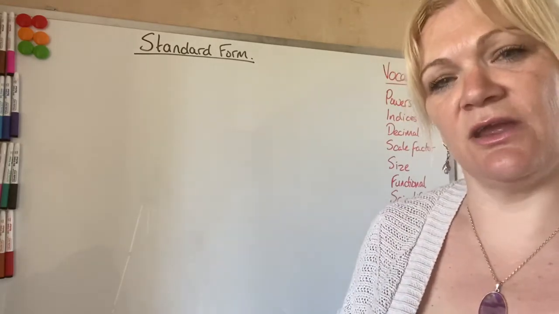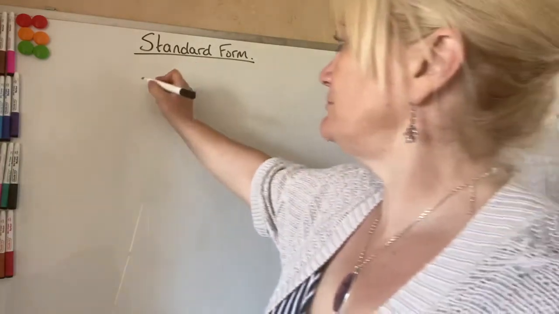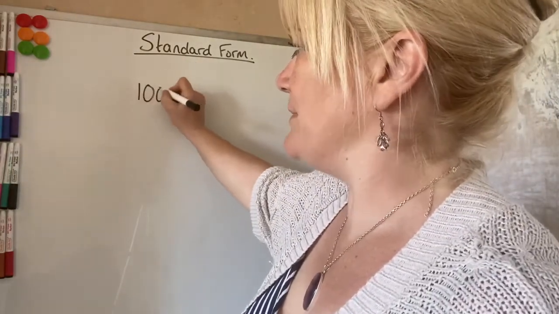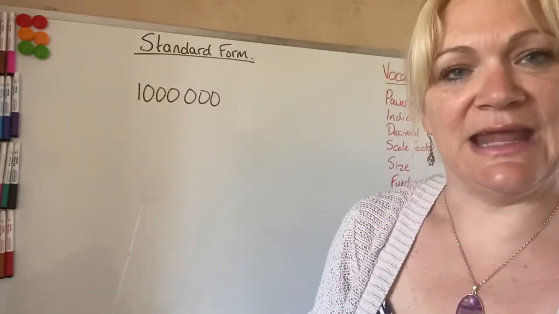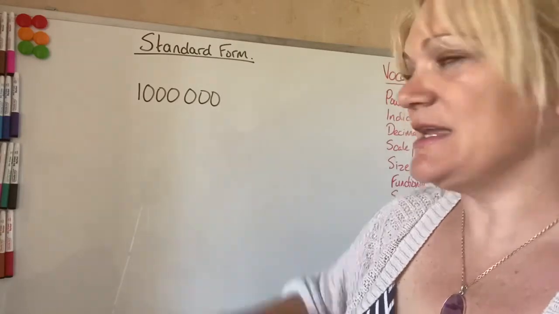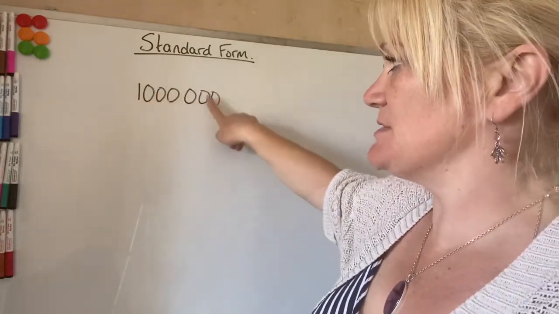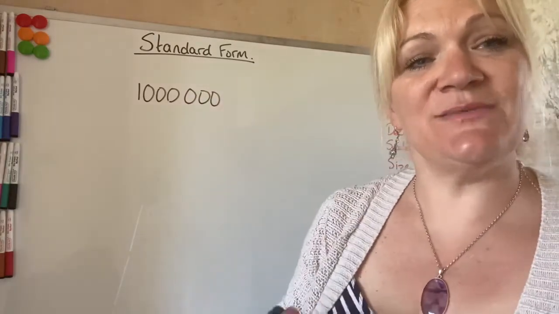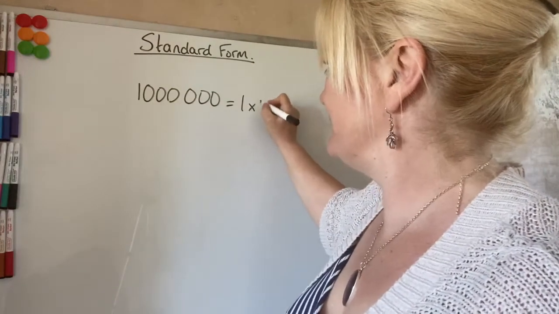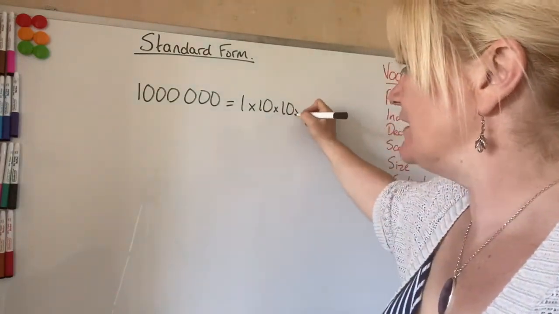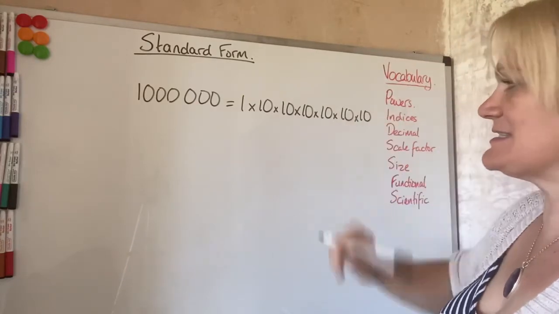We're going to start looking at really big numbers. So if I had, for example, 1 million. Now, most of us are quite happy that 1 million has 6 zeros. It's 1 times 10 times 10 times 10 times 10 times 10 times 10. It's 1 times 10, 6 times. 1, 2, 3, 4, 5, 6. Okay?